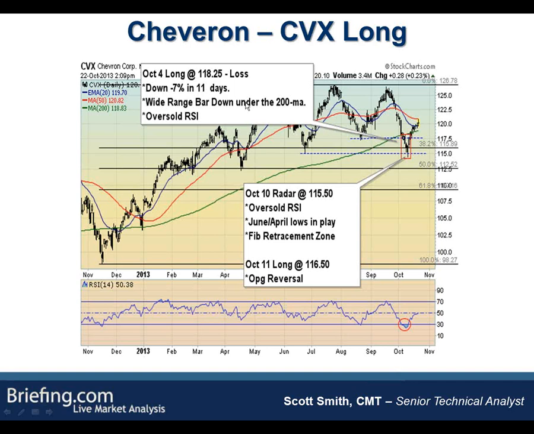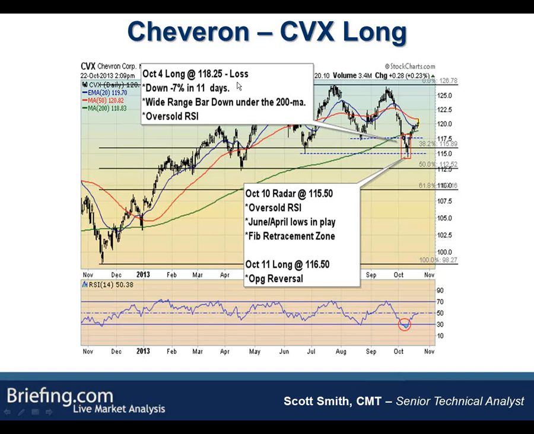So on October 4th, we did jump in. I believe there was an opening reversal that I jumped on board around 118 and a quarter, and I was willing to risk probably about $1.50 or so. Because it is a higher priced stock, you can't really put tight stops on these types of things. And this goes back to what I said earlier, the way I approach the market.